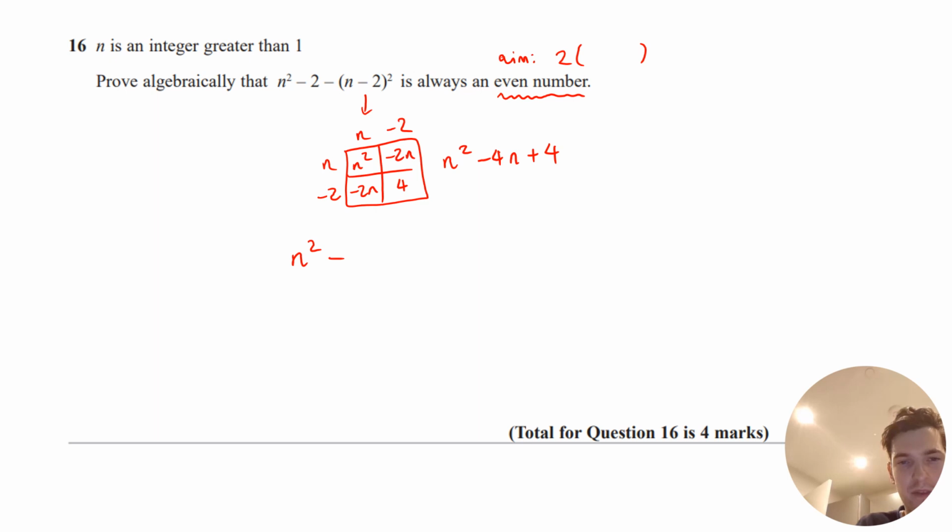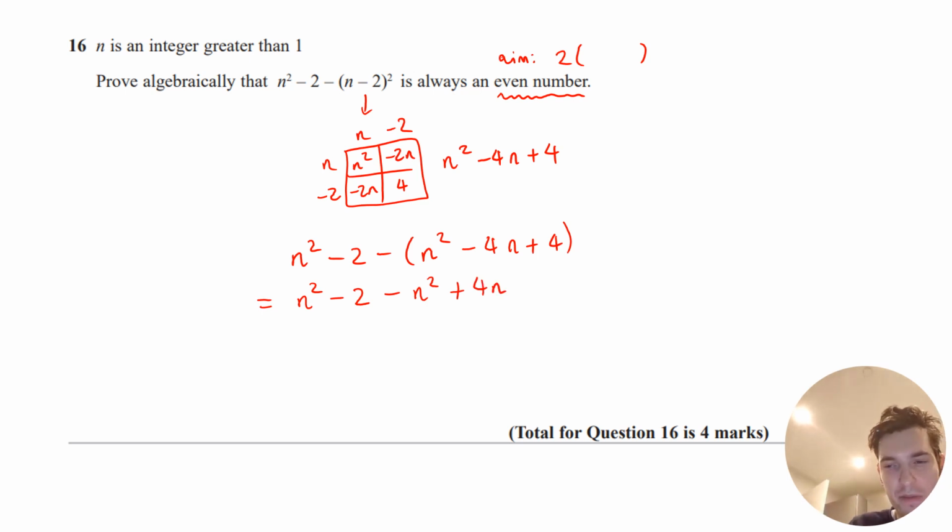So n squared minus 2 minus brackets, that's important. So what does that equal to? That's n squared minus 2. Now I need to be careful here. So minus n squared, but it is plus 4n because it's a negative times a negative, which gives me a positive, and then minus 4 because it is negative times a positive. You can imagine there's a secret 1 outside the brackets. So when we're multiplying it out, it looks like this.